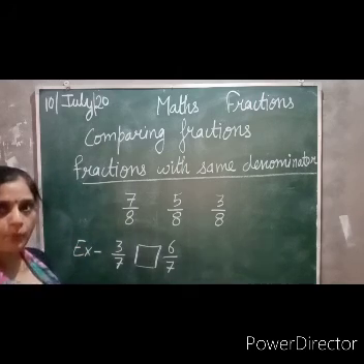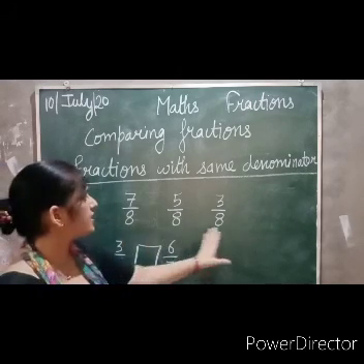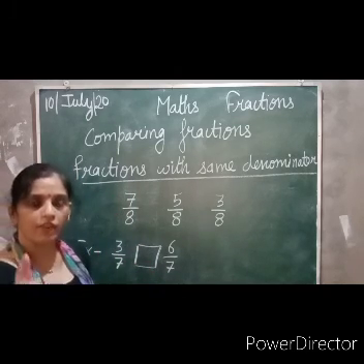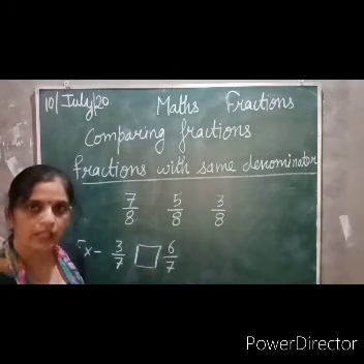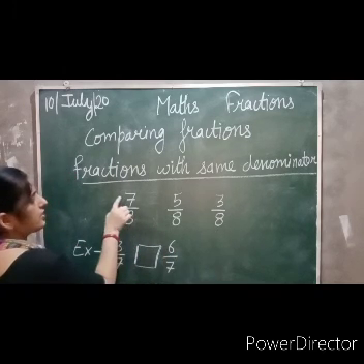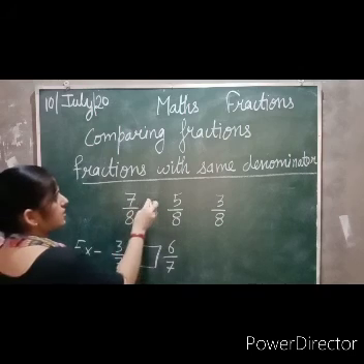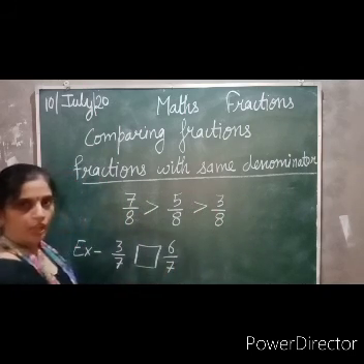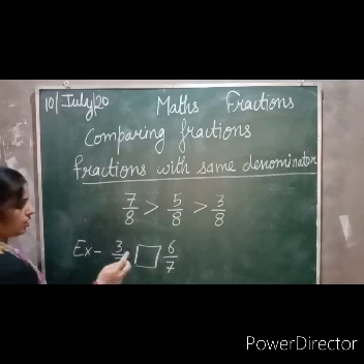Right? Again I am repeating, when the fractions have the same denominator, in that case we have to see the numerator. The fraction which has the greatest numerator is the greatest fraction. As you can see from these three fractions, 7 is the greatest numerator, so this is the greatest fraction. Then 5, like this.